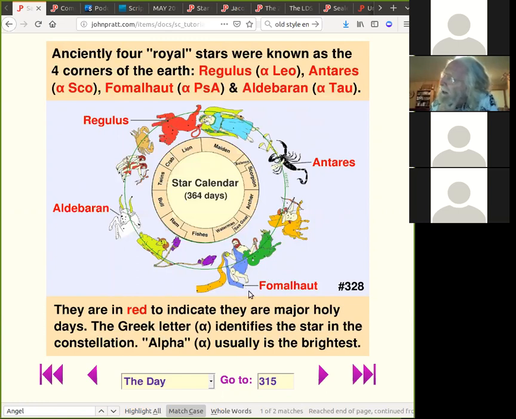This down here, it doesn't show it. The fish is down in the underworld. But the fish actually represents paradise down in the underworld. And the stream is blessings. And the star Fomalhaut is both in the stream and in the fish. That's another point. Some stars get 2 days because they're in 2 constellations, and this is one of them.